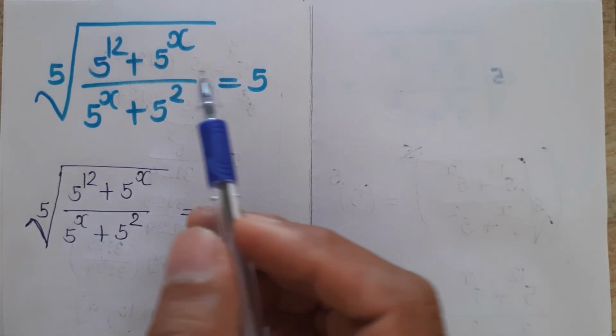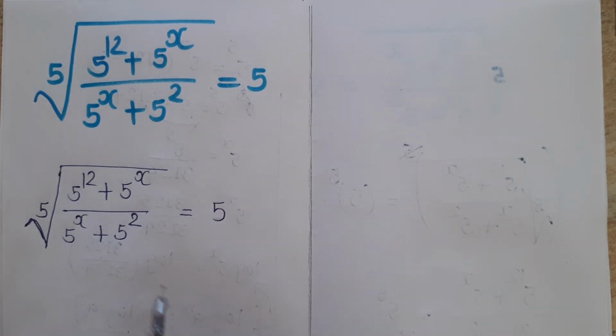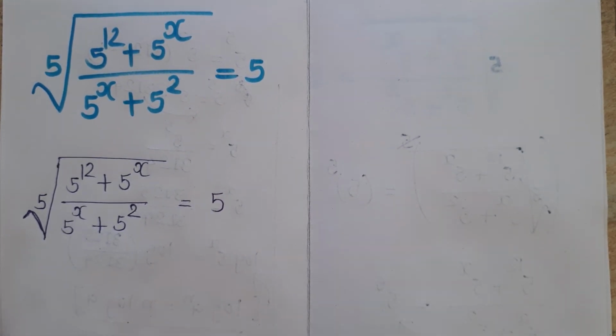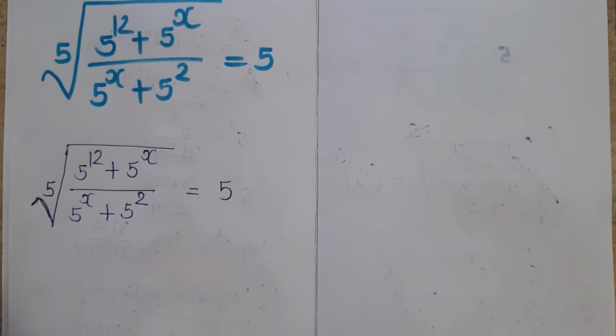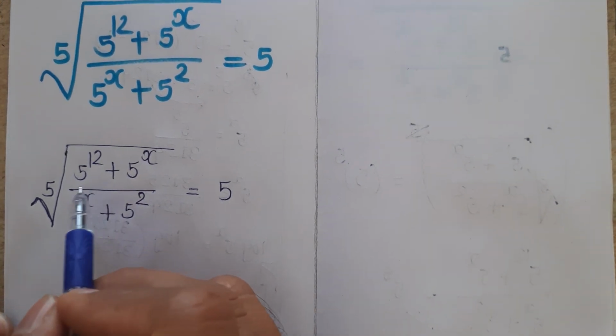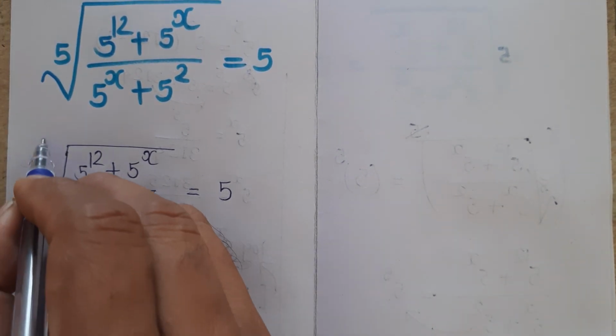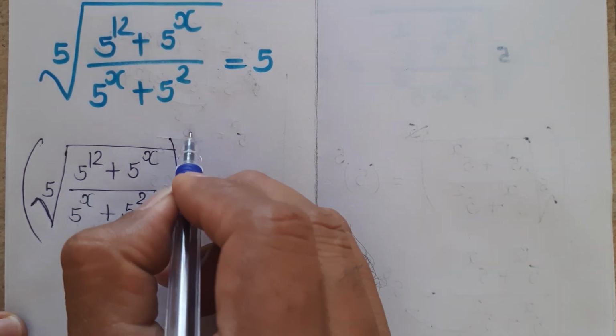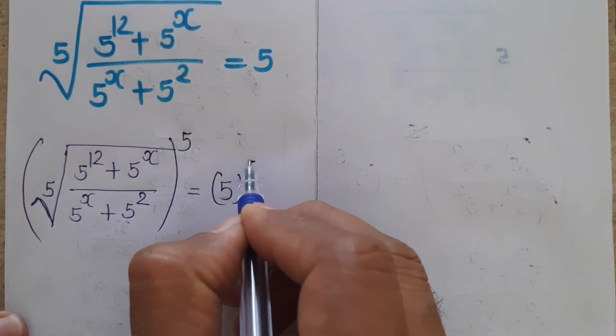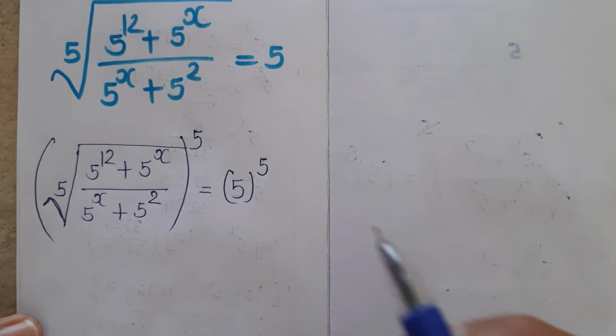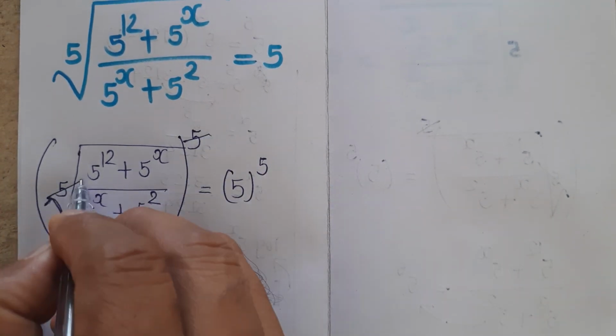We have to find the value of x in this problem. So let's begin without wasting your time. Here, first we will try to remove the fifth root. To remove the fifth root, we have to apply the power of 5 on both sides. Now we can remove this power and this fifth root.